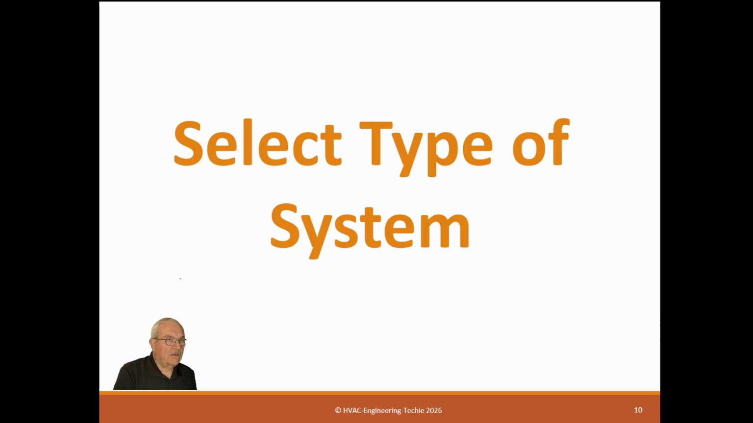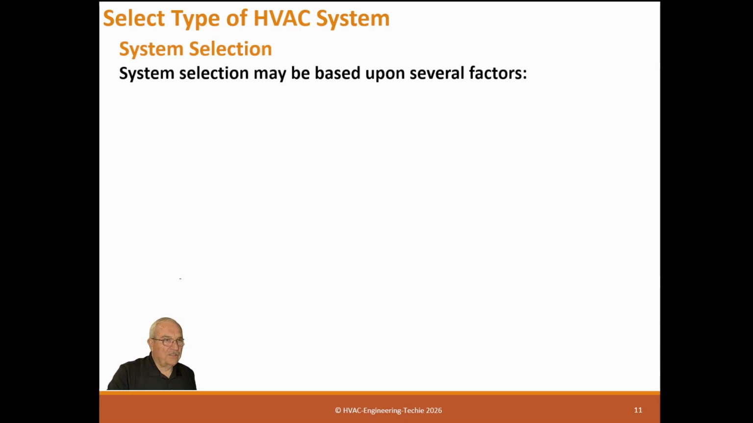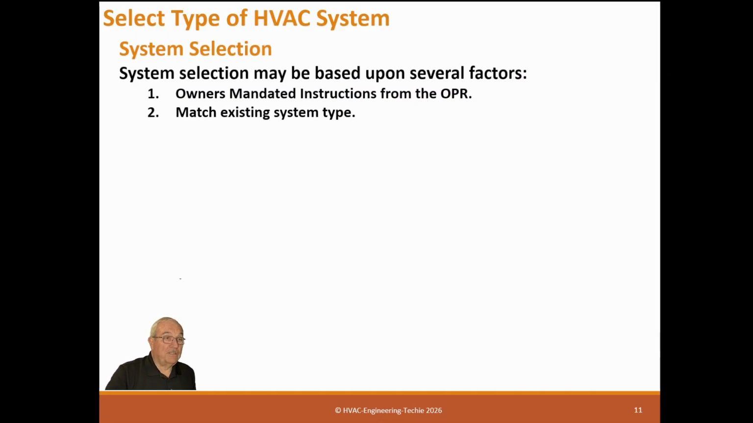All right, let's start with select type of system. You think this would be easy. This is not easy. And you normally can't do this alone. So you've got to do a system selection. Selecting the system may be based upon several factors, and these are all legitimate factors. Owner's mandated instructions. The owner may tell you, this is exactly the system I want. This is exactly the equipment brand I want you to use. It's his privilege, his money, his building.